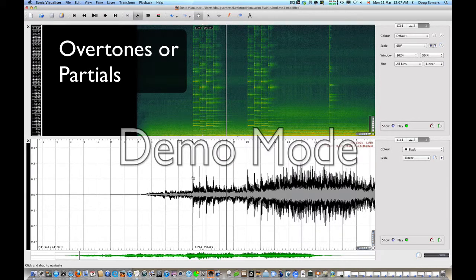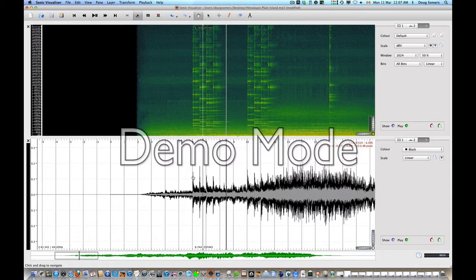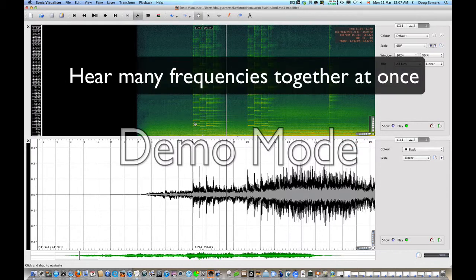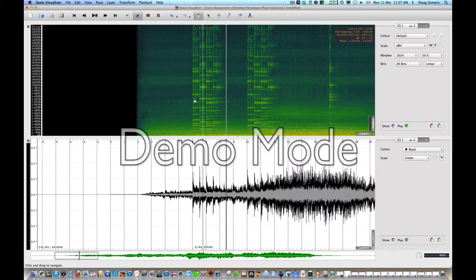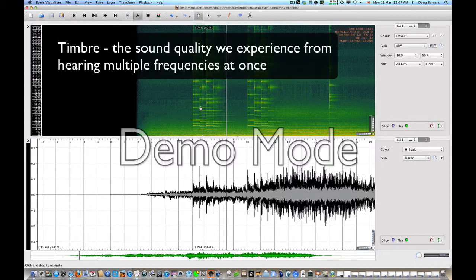So really the sound here doesn't represent just one frequency, but actually represents many frequencies that we hear all together. And that combination of all of those frequencies with the various amplitudes that each one of those frequencies has, and how that amplitude and frequency pattern changes over time, is called timbre.